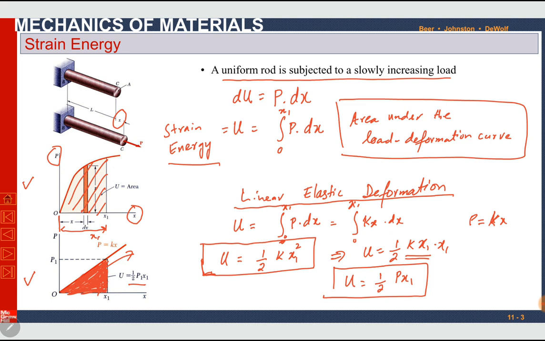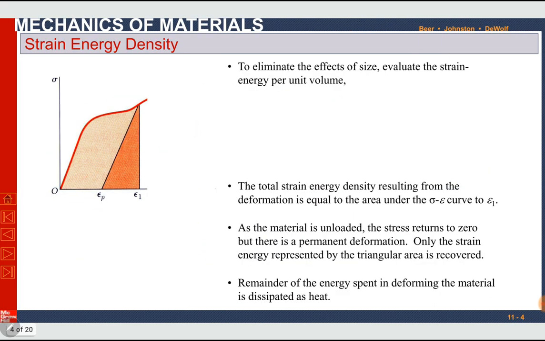In this case, if we want to eliminate this effect of size or geometry, we will use the concept of strain energy density. I am calling it small u. Small u is strain energy density, which is strain energy per unit volume. So we have divided it by volume. If there is a large volume, there will be larger strain energy. If there is a small volume, it will store smaller strain energy. So dividing the strain energy by the volume of the bar or of the structure, we will eliminate the effect of geometry of the structure. So this small u is strain energy density. It is independent of the effect of size.